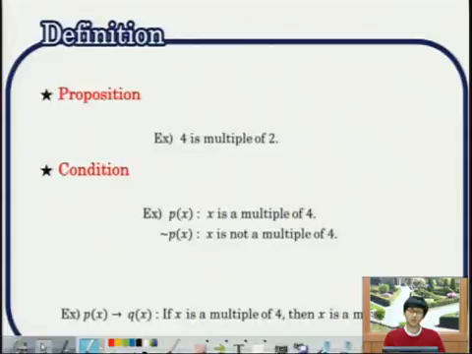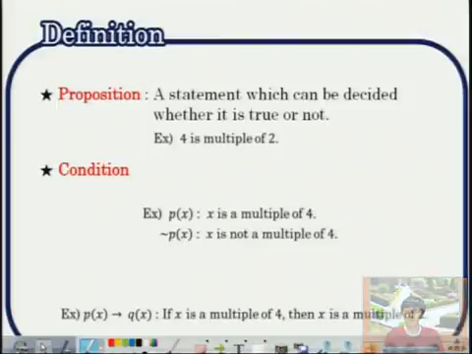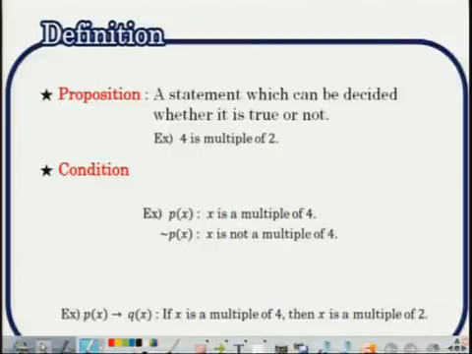This is the definition of proposition. So what is a proposition? A proposition is a statement which can be decided whether it is true or false. If it is true, it is a proposition, and if it is false, it is also a proposition. But if you cannot tell whether it is true or false, then it is not a proposition. For example, 4 is a multiple of 2. Yes, this is right, so it is a proposition.